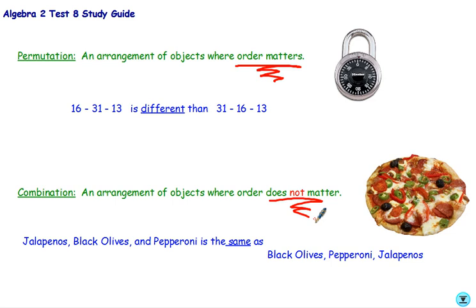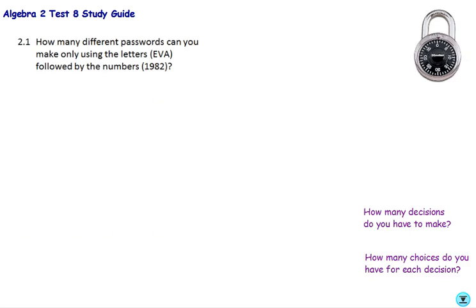So sometimes order matters, sometimes order does not matter. It can be a little bit tricky to tell the difference between when order does or does not matter, but that's one thing that we'll discuss throughout this study guide. All right, so let's look at 2.1.